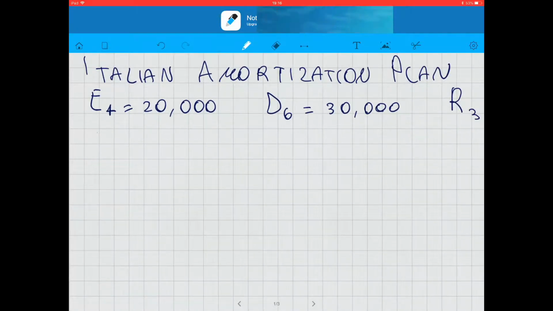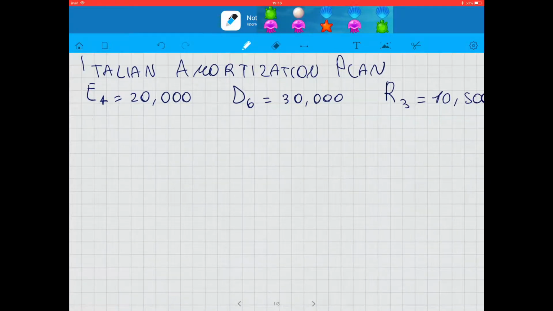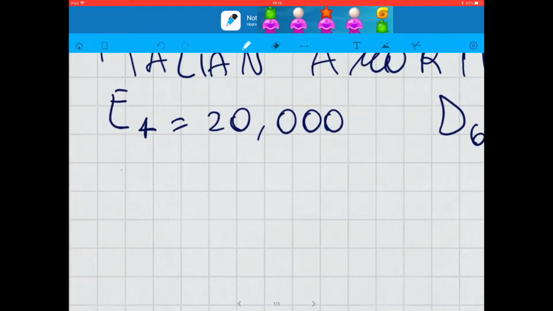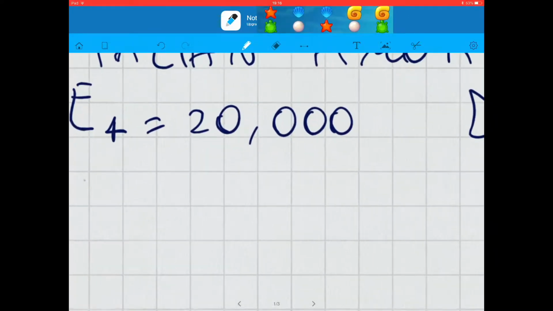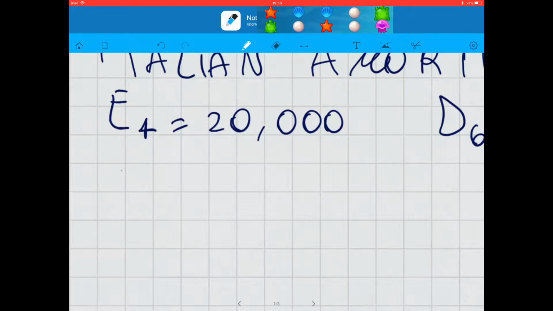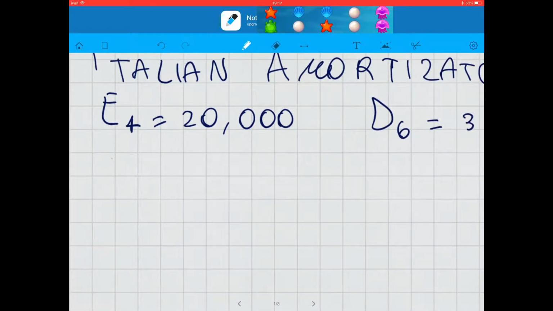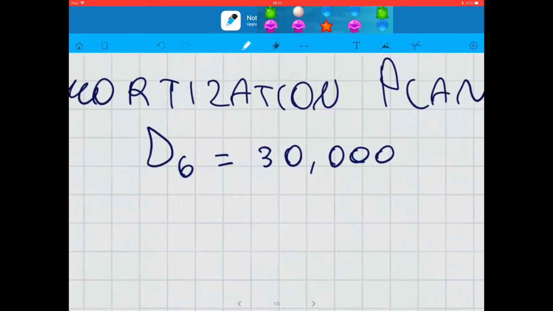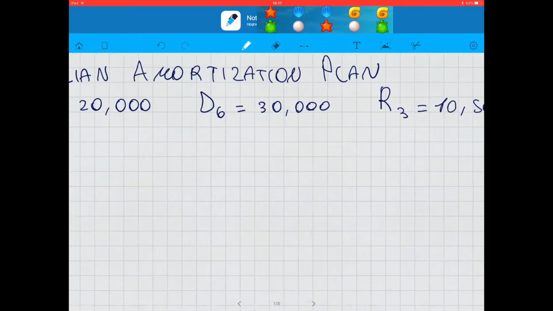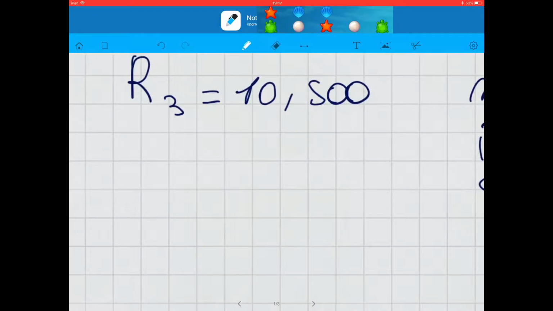So, the following data are given by the problem. The discharge debt, so the amount of the loan that we have paid, is 20,000. Then the residual debt is 30,000 and the installment is 10,500.